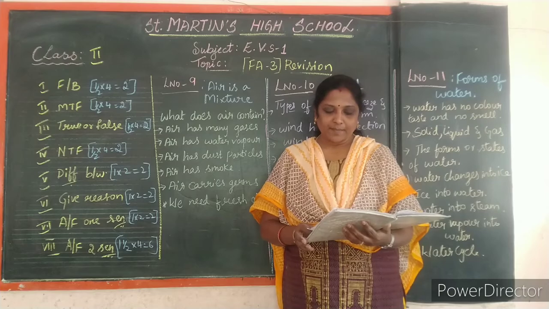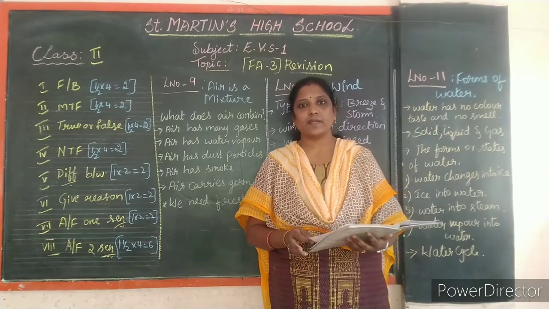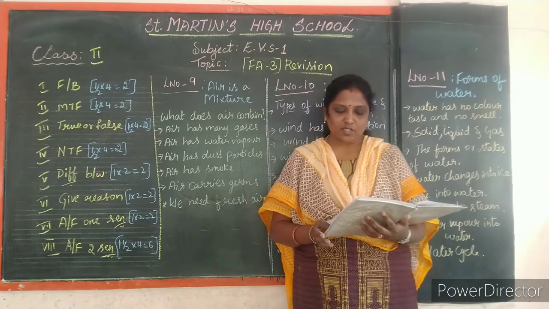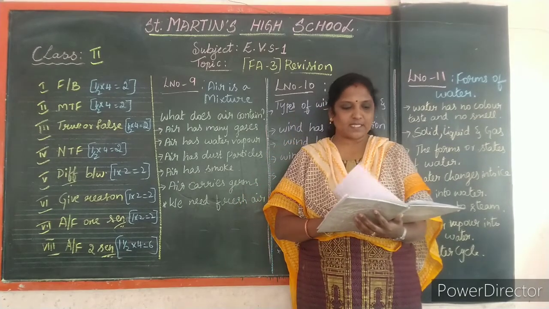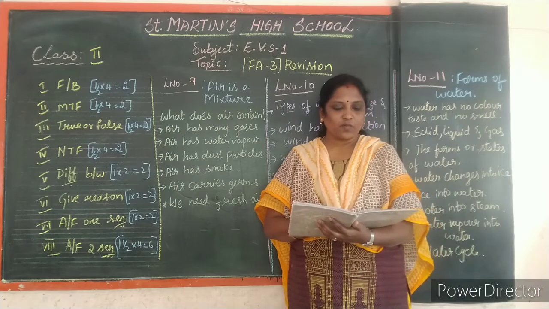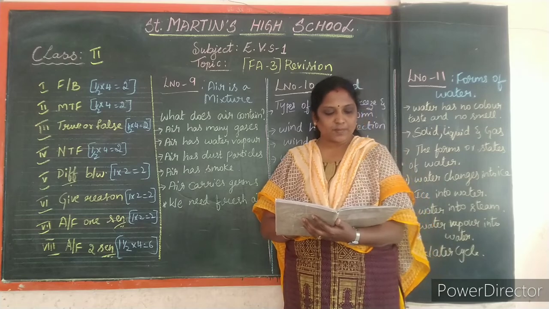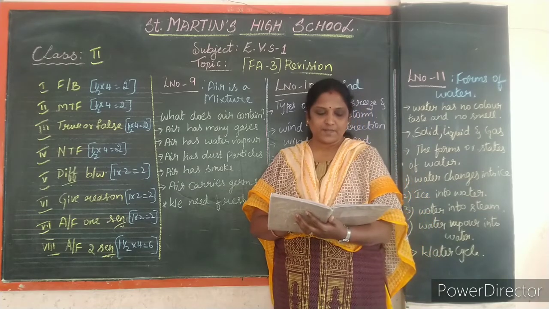Sixth one, name the gases present in the air. Oxygen, carbon dioxide and nitrogen are the important gases present in the air. Seventh one is, what produces foul gases and germs? Garbage and open gutters produce foul gases and germs.